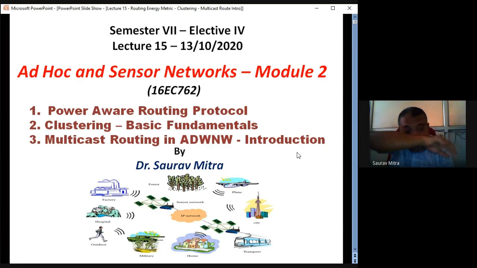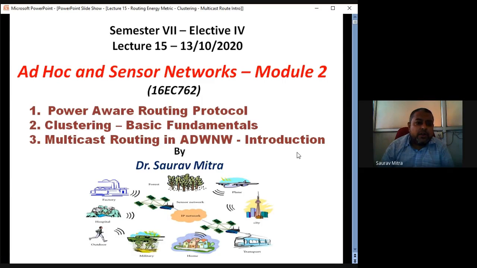A very important question for 5 marks: what are the metrics of power aware routing? Metrics means what are the main parameters, or the main measuring parameters, of a power aware routing protocol. That means through the routing protocol also we have to save some network power. Our routing protocols should be such that they are not wasting much power for routing. Okay, that is the main agenda.